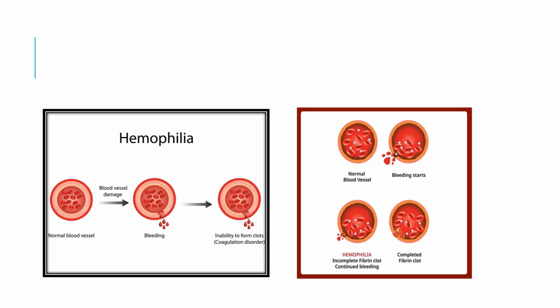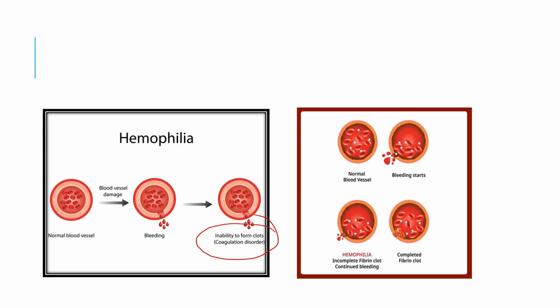Now in this diagram we can understand a bit about how the disease is happening. In a normal blood vessel, when the blood vessel is damaged, the blood starts bleeding, but here there is an inability to form clots, that is, coagulation of the blood is not happening because of the faulty or absent clotting factors. Clotting factors are not present in certain genes, so normal clotting has not formed there. Generally three types of clotting factors are absent. We will see that in the next slide.